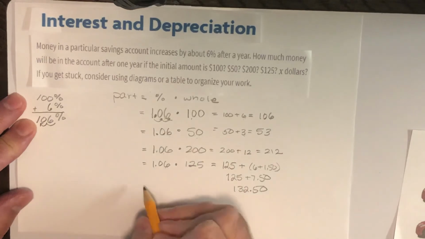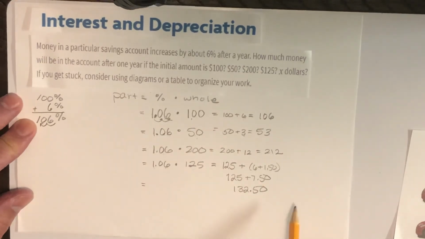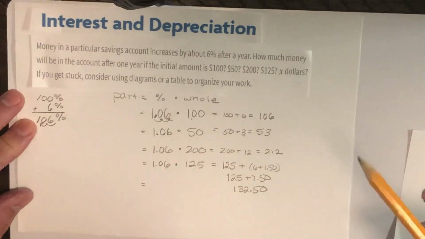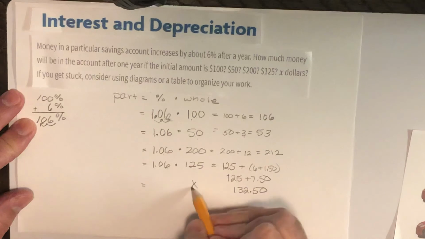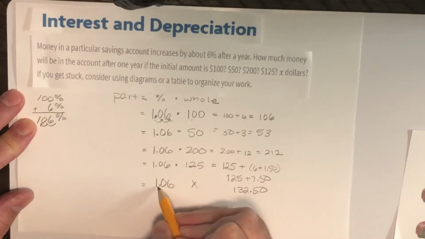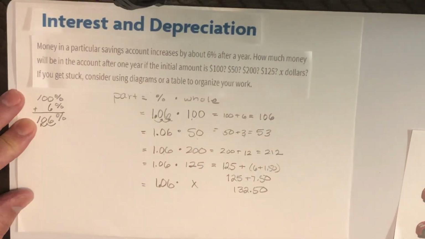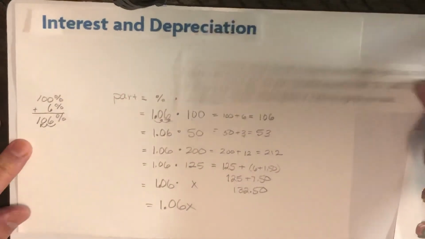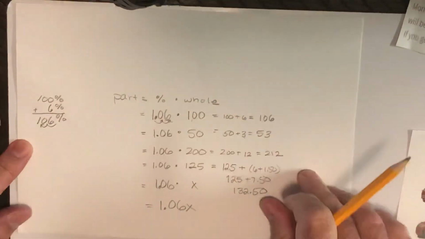Now finally, what's the algebraic equation we can use each time to find the value after interest has been added? Well, we're doing the same thing every time, so our equation would simply be 1.06 times x. So now, another example of when we might use the percent equation.